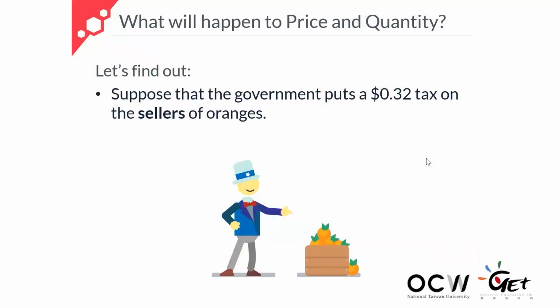Now, suppose the government decides to put a 32-cent tax on the seller of oranges. So for each orange you sell, in addition to whatever price that the seller can get, the seller will have to pay 32 cents to the government. Let's see what would happen.